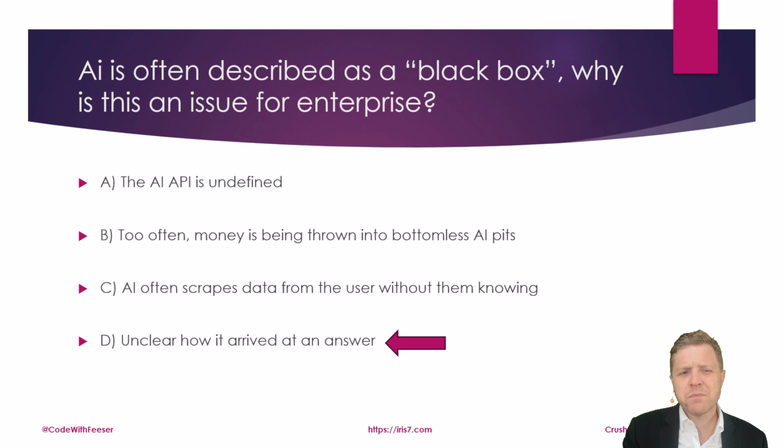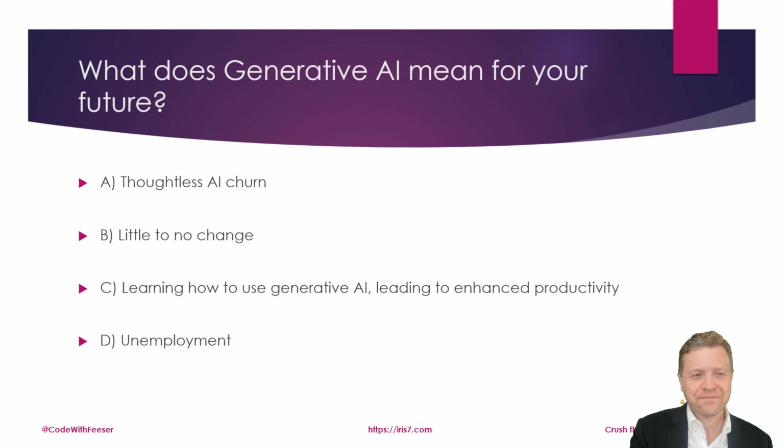A is the AI API is undefined. That's just a lack of, I don't know how to use this tool. B, too often money is being thrown in bottomless AI pits. Well, that may be true, but it doesn't have anything to do with black box syndrome as applied to AI. C, I don't know. I don't think that's a true use case. When you go to ChatGPT, it doesn't scrape your desktop for data.